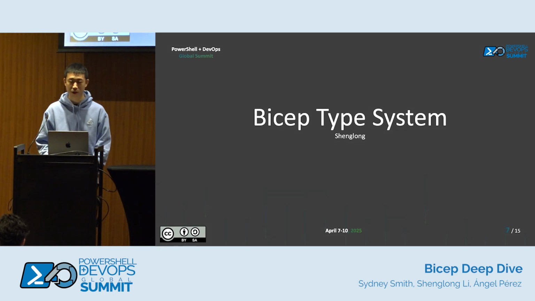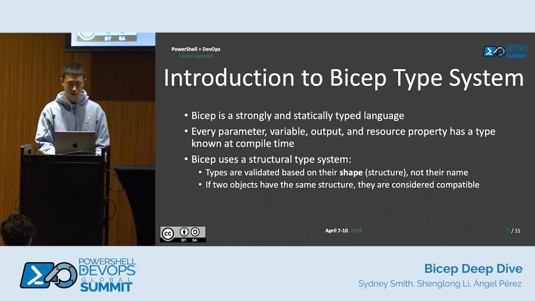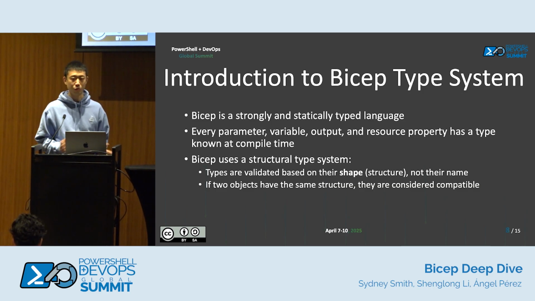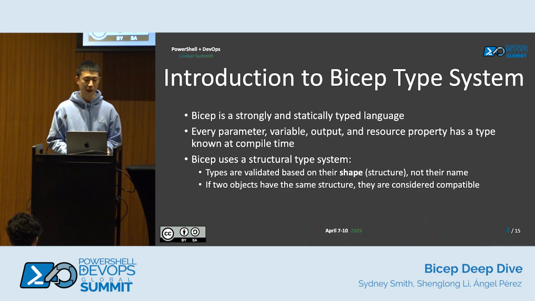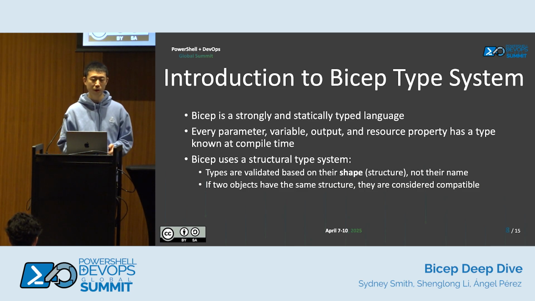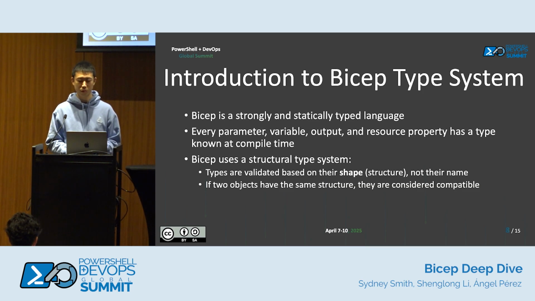Hey everyone, good morning. I'm Shenglong from the Bicep team. So today I'm going to talk about Bicep type system. So let's get started with a short introduction to the Bicep type system. The first thing to mention is that Bicep is a strongly and statically typed language. What this means is that the type of every parameter, variable, output, and resource property is known at compile time. This is essential for catching issues early to save time because you don't have to deploy the template to get feedback.